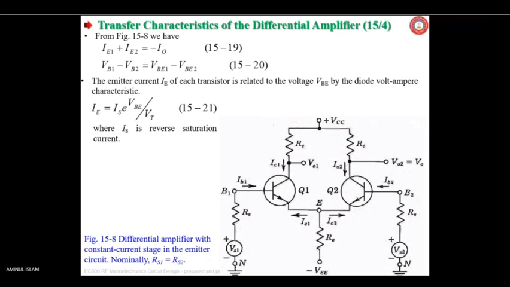From figure 15-8, we see that I1 equals I2 equals minus IO. Yes or no? IO, yes. And VB1 minus VB2 equals VB1 minus VB2. Yes or no? Yes.